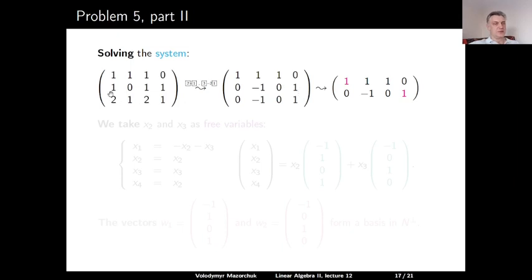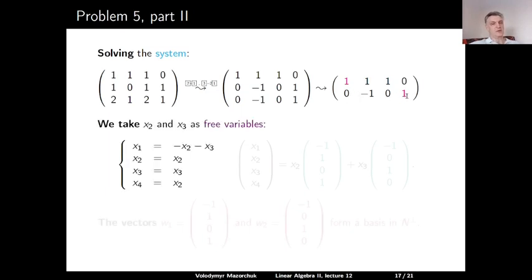And row 3 becomes 2 minus 2 is 0, 1 minus 2 is minus 1, 2 minus 2 is 0, 1 minus 0 is 1. We see that row 2 and row 3 coincide, so we can delete row 2, and we get the matrix 1, 1, 1, 0, 0, minus 1, 0, 1.